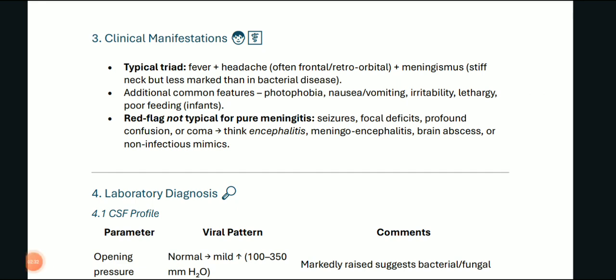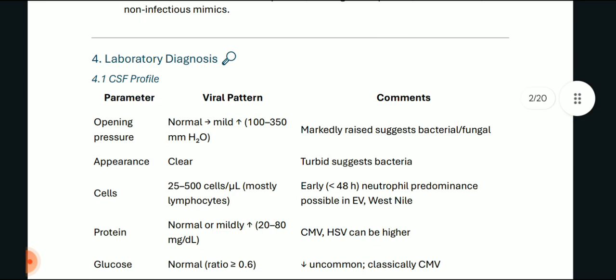The typical triad seen is fever plus headache, often frontal or retroorbital, and meningismus, which is stiff neck but less marked than in bacterial meningitis. Additional common features involve photophobia, nausea, vomiting, irritability, lethargy, and poor feeding in infants. Red flags, which are not typical for pure meningitis, can be seizures, focal deficits, profound confusion, or coma. We have to think about encephalitis. They can be meningoencephalitis, brain abscess, or non-infectious mimics.